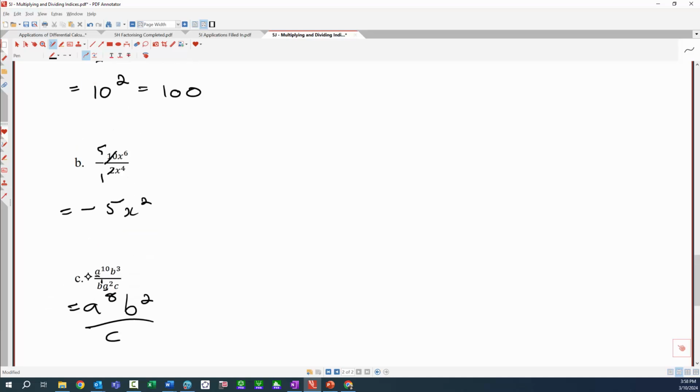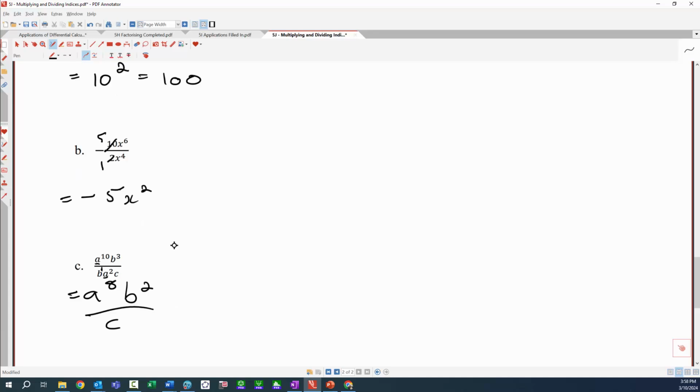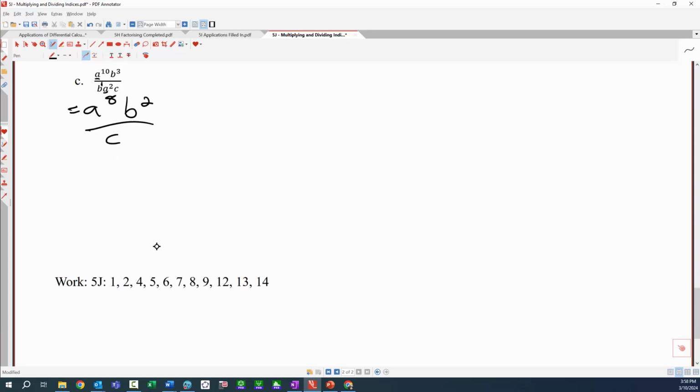So can you please ensure that you've got all of those examples written in your books? And when you have, then I'd like you to do a bit of practice on this. So the exercise is 5J, and can you please do those questions? Good luck.